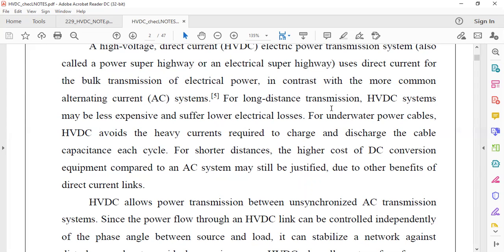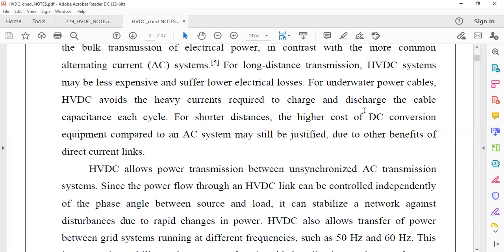For underwater power cables, HVDC avoids the heavy currents required to charge and discharge the cable. In an AC system there is one very big disadvantage: there is a discharging of currents from the cables or lines. If any problem occurs or voids are present, a discharge may be possible in the AC transmission system, but in the DC transmission system it will be very low. You can avoid those problems also.